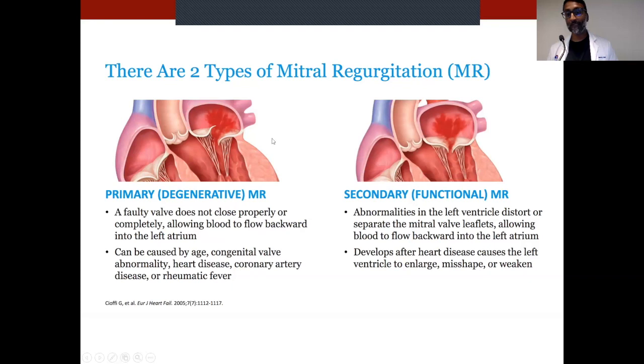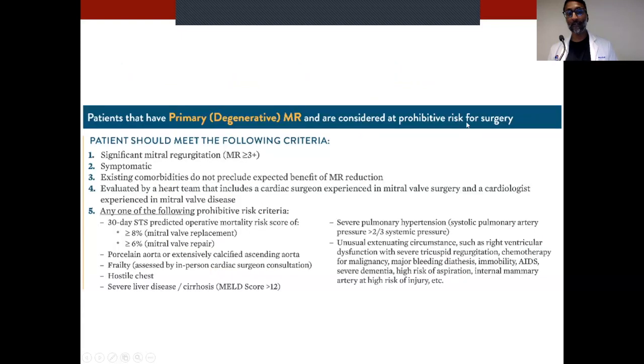So we differentiate between these two because there's different therapies that are offered for both. Now, for primary degenerative mitral valve regurgitation, there's two options for repair. One is open heart surgery, or two is a MitraClip.